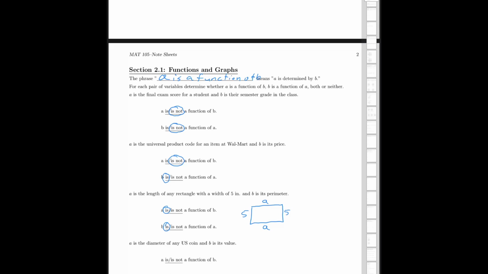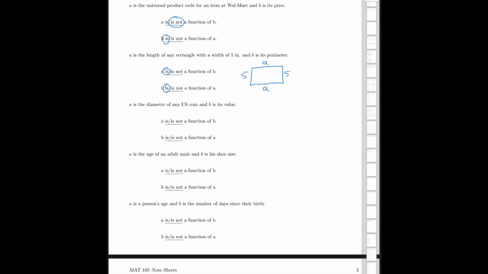So what I'd like you to do now is pause the video for a moment and try the other three examples here at the bottom of the page. Now that you've had a chance to try those, we can run through the answers for them.